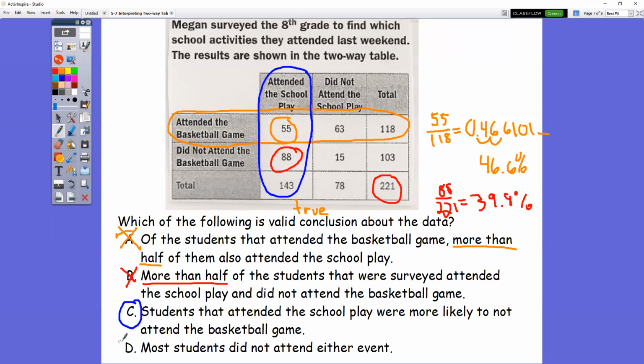Let's just take a look at D. D is going to be wrong, but let's take a look at it anyway. More students did not attend either event. Did not attend either event would be 15. Did most students do that? No, that's not true. All right. So that's why it's choice C.